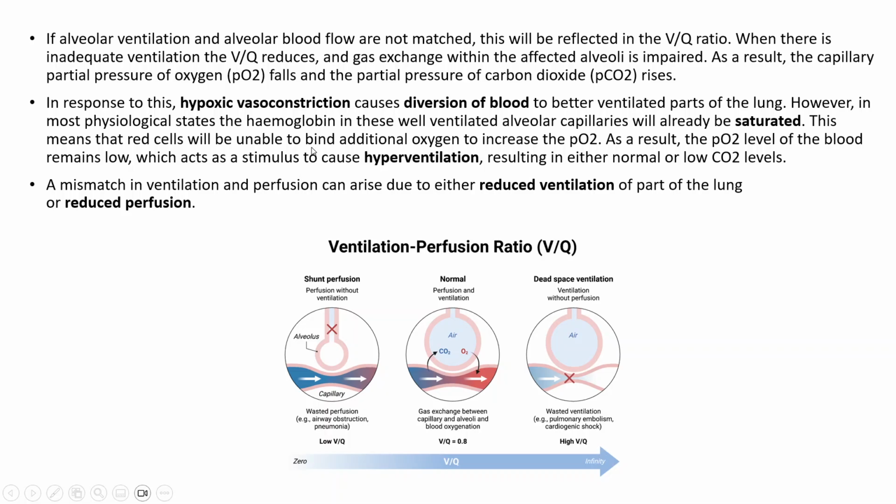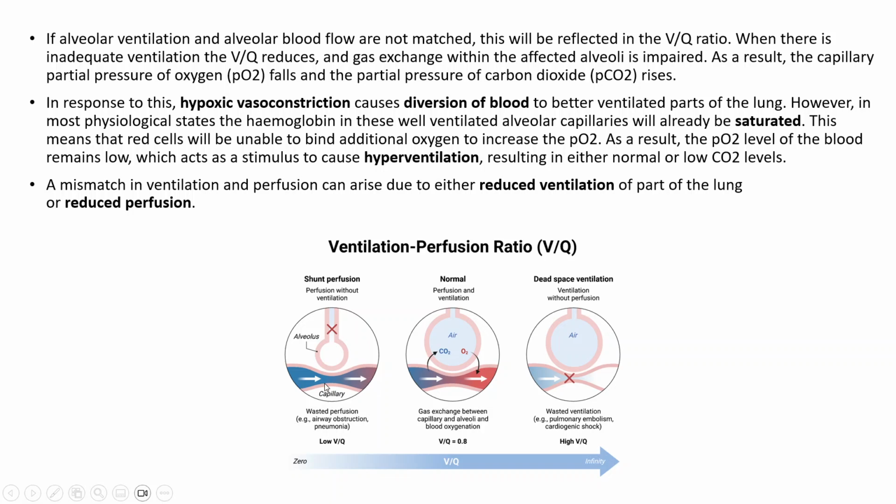So hyperventilation just means breathing really hard. And a mismatch in ventilation and perfusion can arise due to reduced ventilation of part of the lung or reduced perfusion. So either you have some mess up in the V or some mess up in the Q. Here you can see something called shunt perfusion, which is perfusion without proper ventilation. So that would result in a low VQ ratio.